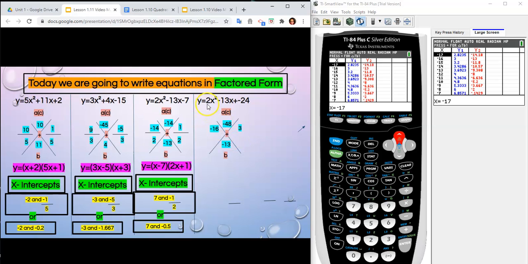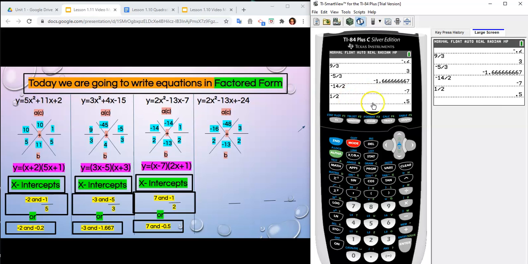Now, because again a is not 1, I have to divide both of these numbers by 2, because that's my a. When I divide both numbers by 2, and to get out of here, all you have to do is hit second and mode. It takes you back to your original screen, where you can do any addition, subtraction, multiplication, division with numbers. Okay, so now I see where I can write my factors very easily.